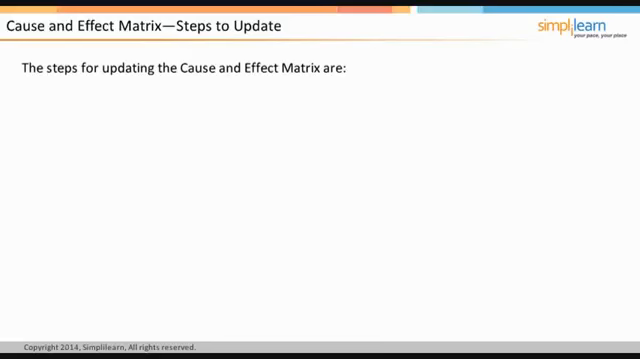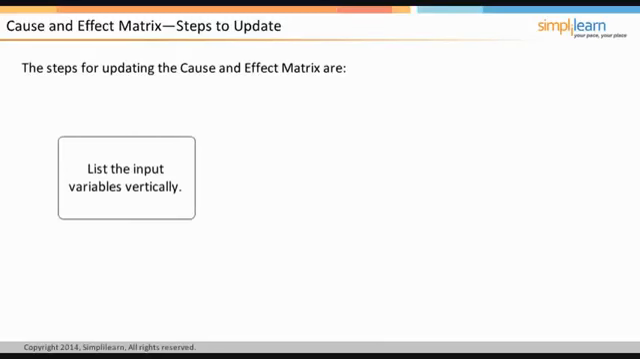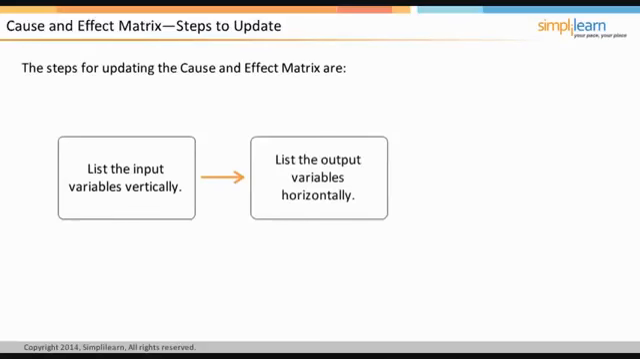The steps for updating the Cause and Effect Matrix are: list the input variables vertically under the column Process Inputs. List the output variables horizontally under the numbers 1 to 15. These output variables are important from the customer's perspective. One can refer to either the QFD or the CTQ tree to know the key output variables.